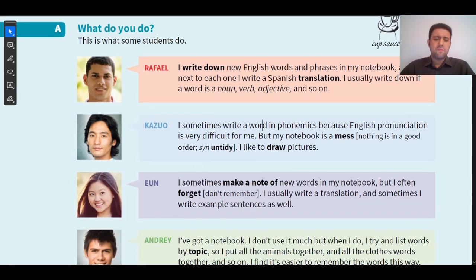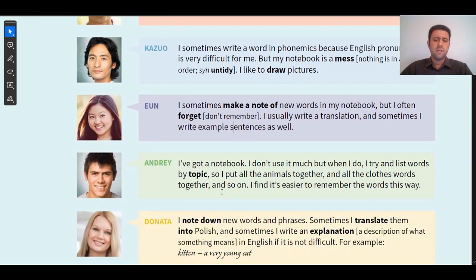I sometimes make a note of new words in my notebook, but I often forget. So keep in mind that you need to say make a note of. Make a note of something. Make a note of new words. Forget means don't remember. I usually write a translation and sometimes I write example sentences as well. I've got a notebook.